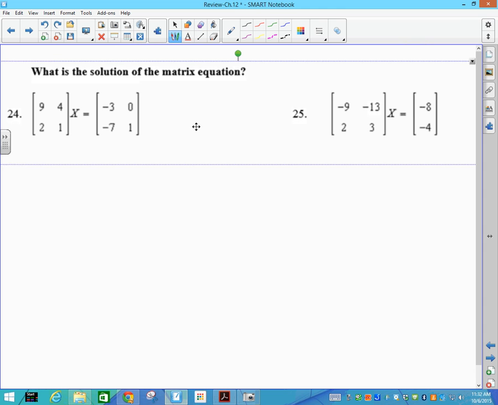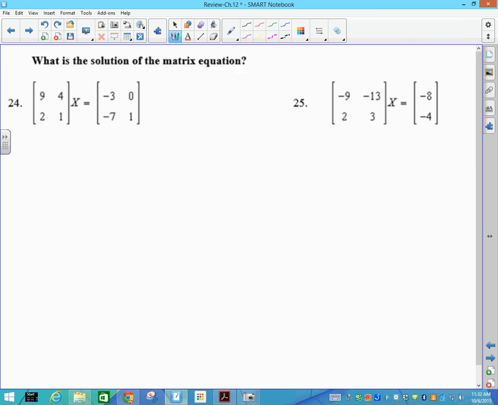Okay, so first off, just like we did before, when we're doing these, we're going to say that this matrix X is equal to the inverse of this times that. So, like I've asked you, I want you to write that. And so that's to the negative 1 times negative 3, 0, negative 7, 1.